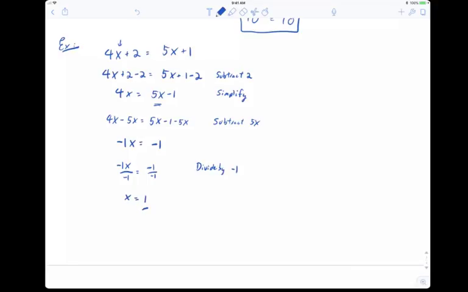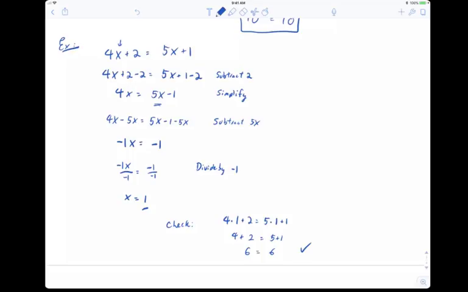The resulting equation tells me the solution. x must be equal to 1. So let's check. 4 times 1 plus 2 is equal to 5 times 1 plus 1. So this is equal to 4 plus 2 is equal to 5 plus 1. 6 is equal to 6. Yes, it worked. So in class, in the worksheets, you can try more examples like this.